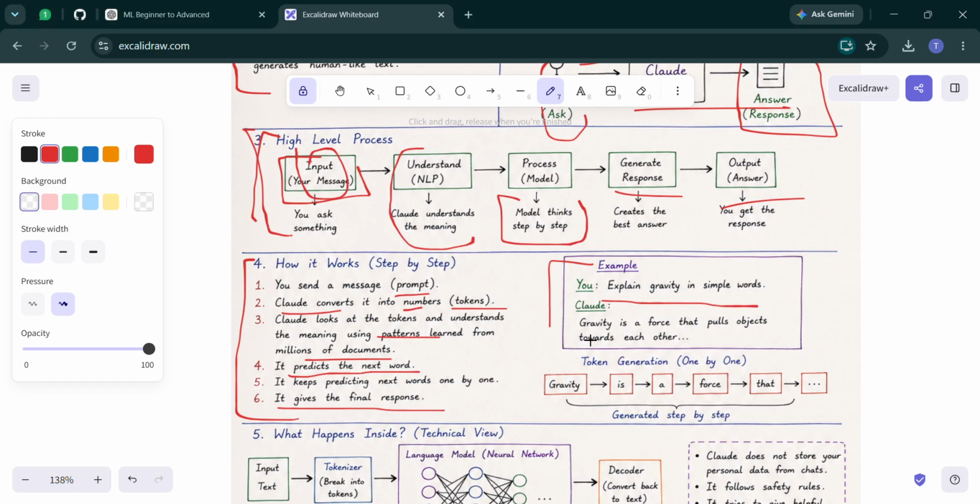Say you ask: explain gravity in simple words. What does Claude do? Gravity is a force that pulls objects toward each other. It creates tokens for this, predicts the next token, and generates the response step by step.